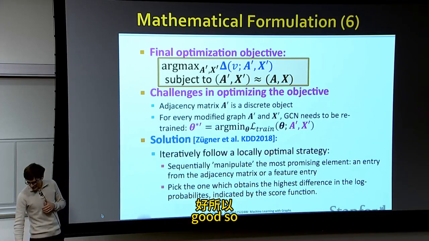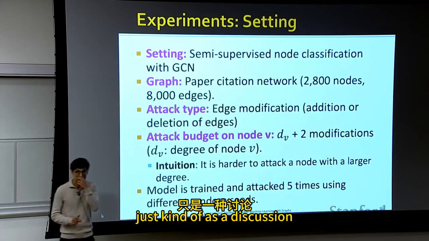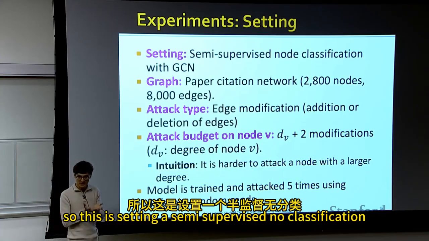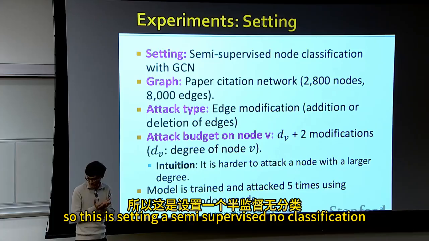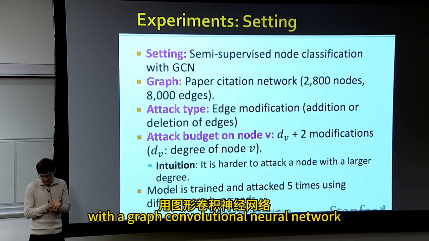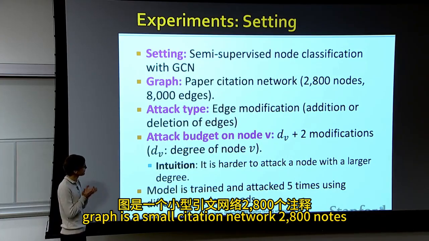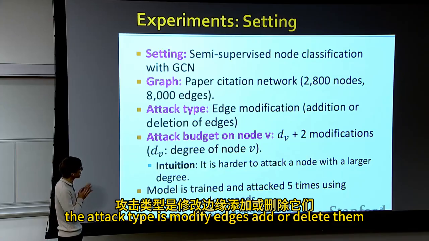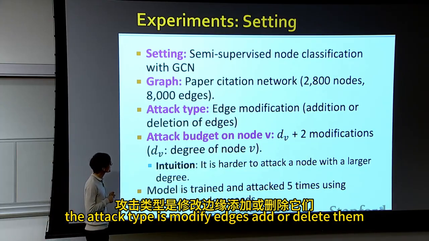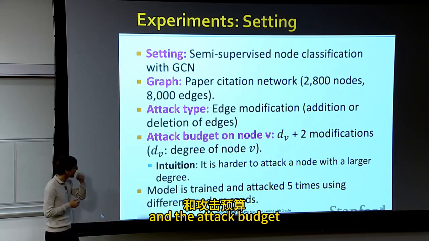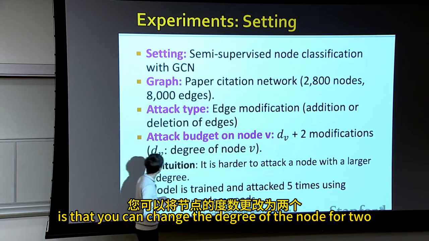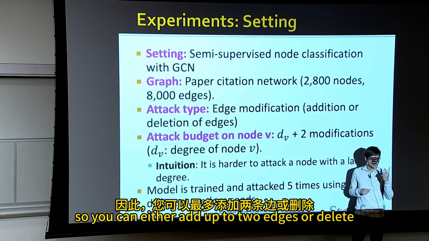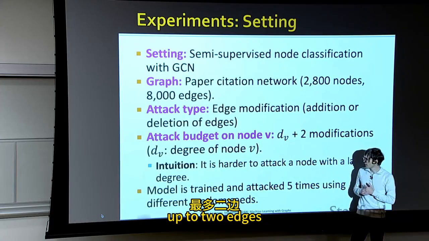Okay, good. So I want to show you some results, just kind of as a discussion because I thought it was interesting. So this setting is semi-supervised node classification with a graph convolutional neural network. The graph is a small citation network, 2,800 nodes, 8,000 edges. The attack type is modify edges, add or delete them. And the attack budget is that you can change the degree of the node by 2. So you can either add up to 2 edges or delete up to 2 edges.